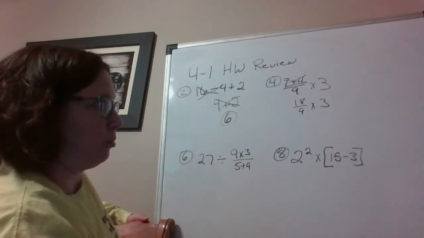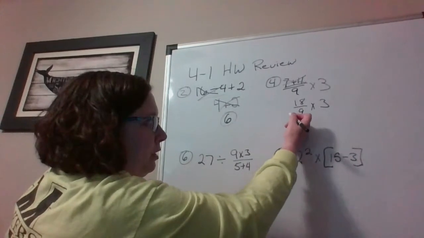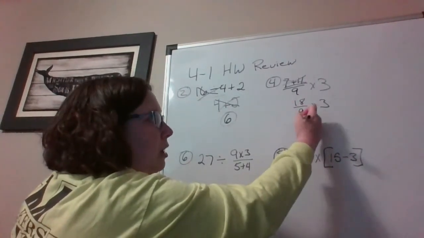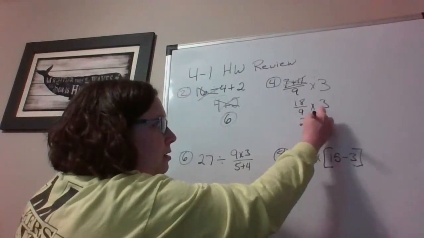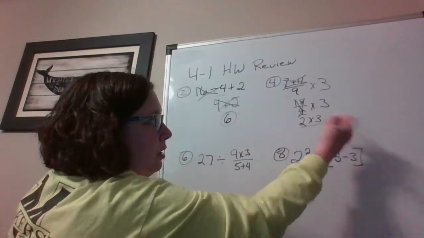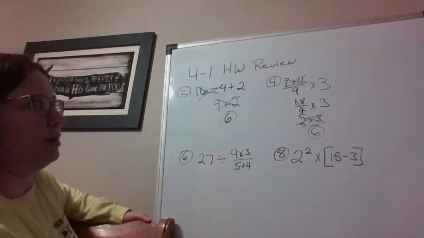So next up is our multiplication and division, left to right. We start over here and come until we find one. This is division. So we would do that. We can cross that out, bring down our times 3. That's all that's left. So again, our answer is 6.